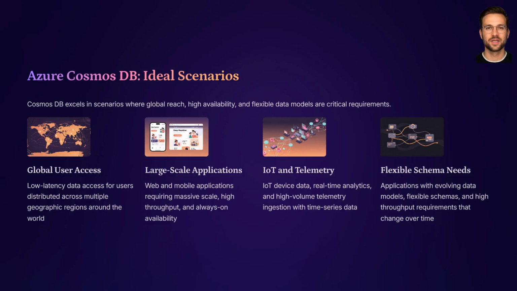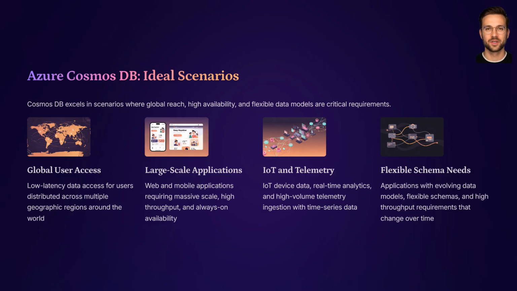Typical use cases for Cosmos DB include large-scale web and mobile applications, IoT and telemetry data, personalized, globally distributed applications, scenarios that require flexible schemas and high throughput. In AZ-900 exam questions, if you see requirements like global distribution, low latency at a global scale, multi-region writes, or NoSQL, JSON documents, the correct answer is often Azure Cosmos DB.